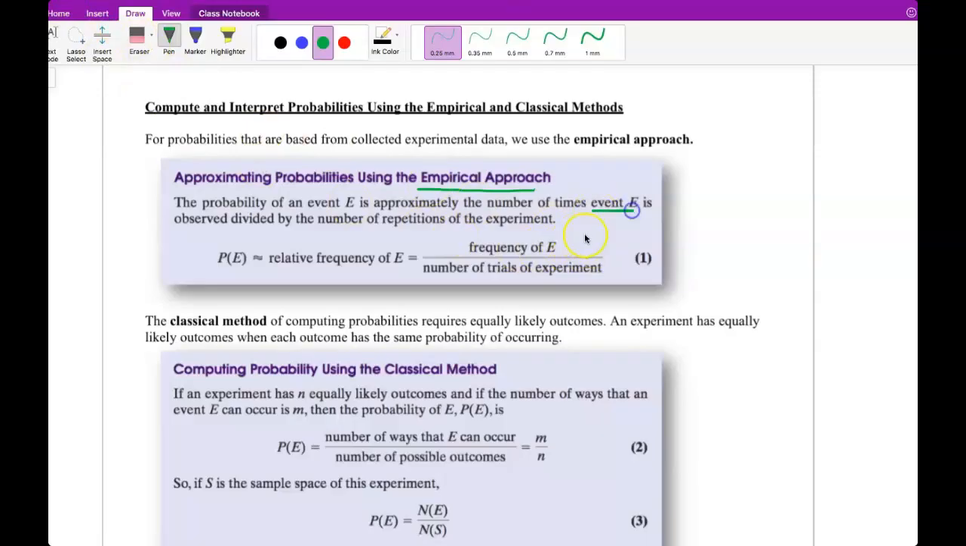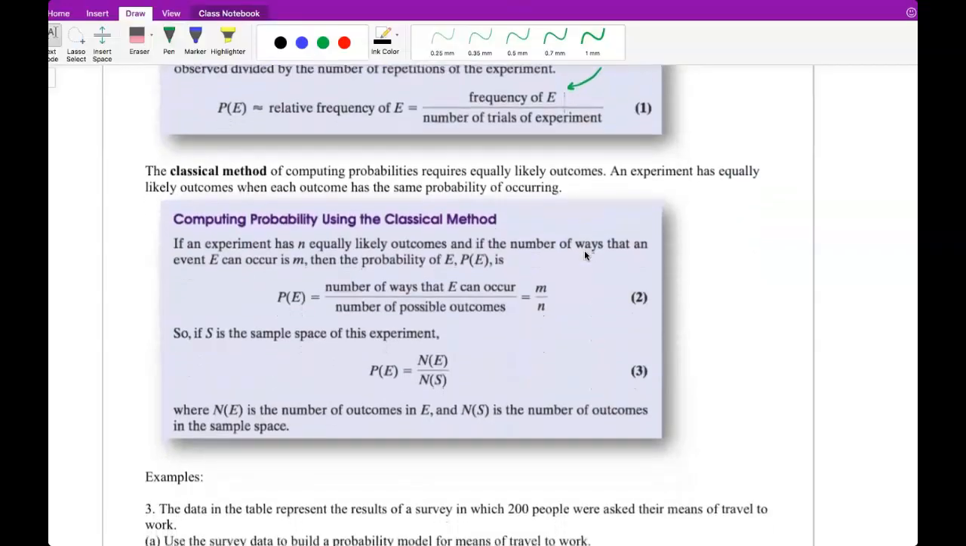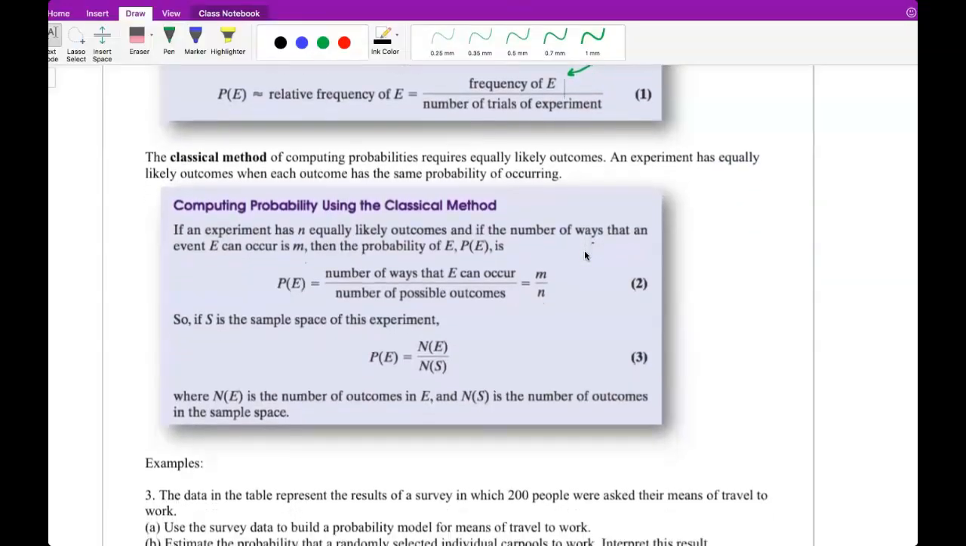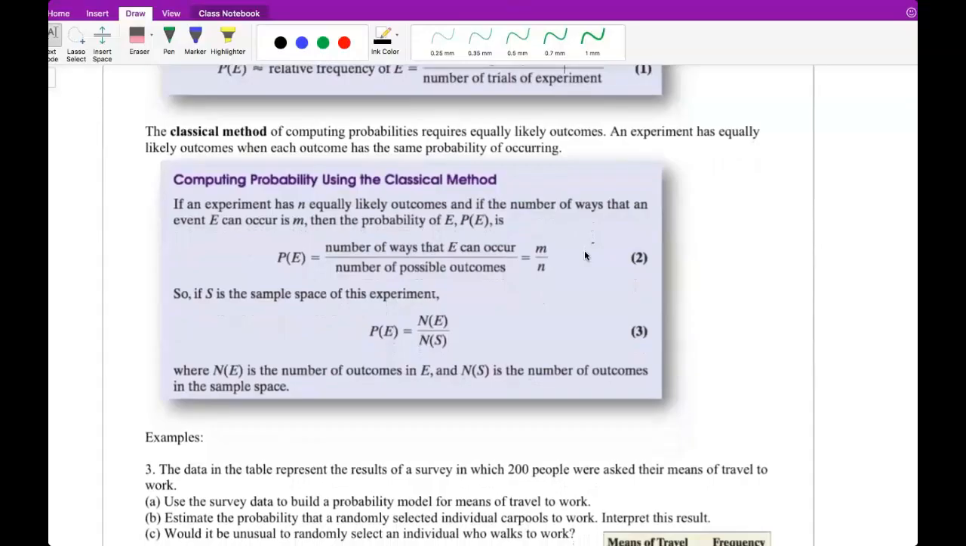So this is event E. Now here on this part we have the classical method. For the probability of this event, on top we have the number of ways that we can have E, and the denominator is the number of possible outcomes. The meaning is the same, but we have different words here.